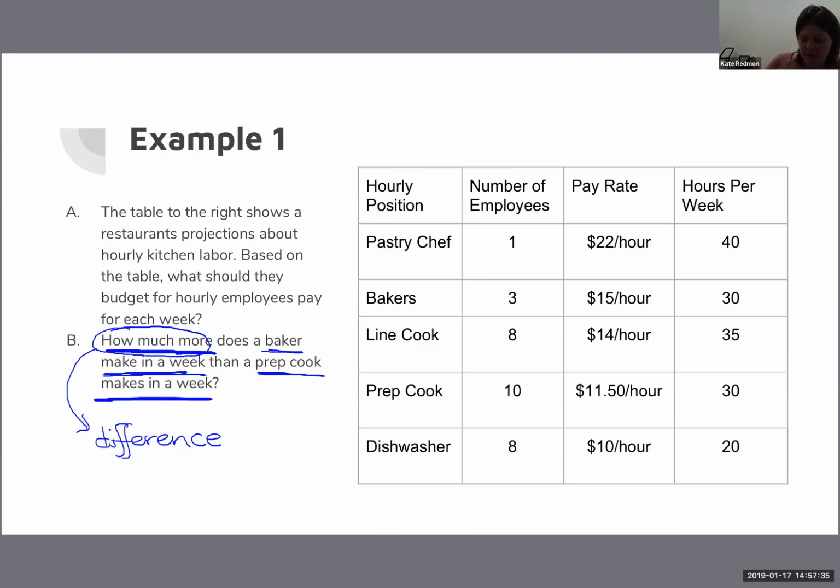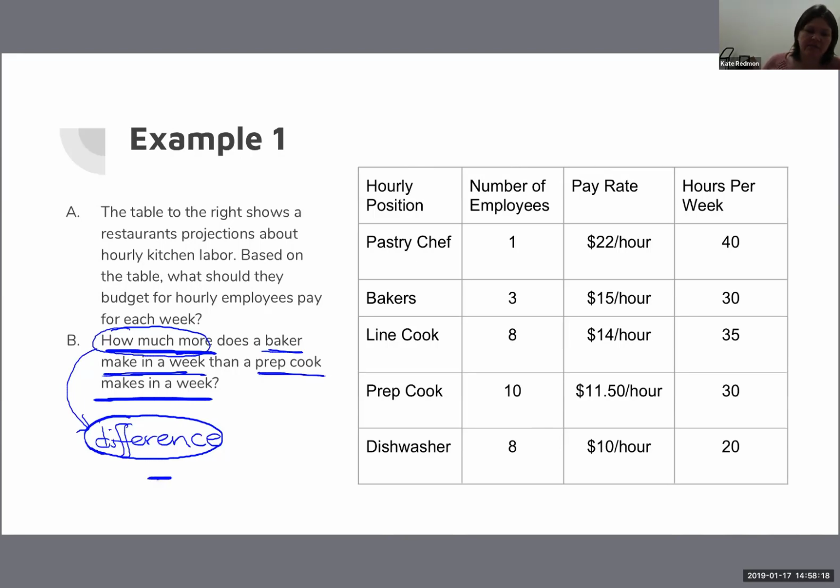You guys know mathematically what operation we use to find the difference between things? What operation do I use for differences? Is that add, subtract, multiply, or divide? So I teach this on the very first day of class when we talk about the basic operations. Difference when you're comparing those 2 numbers, how much more or how much less, is a subtraction problem. So they're asking me to subtract.